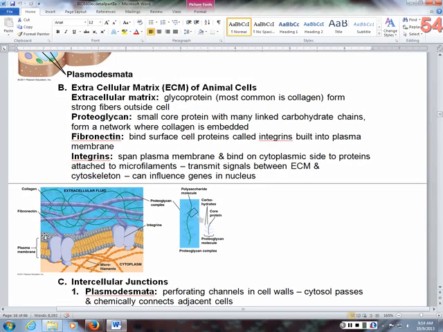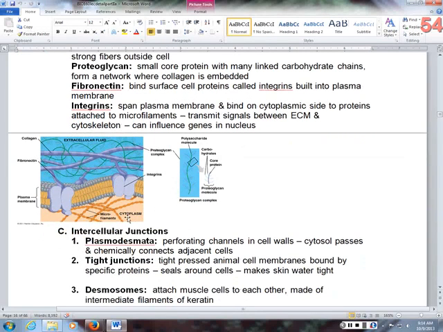The proteoglycan is a small core protein that's going to be linked with a lot of carbohydrate chains. It's going to form a network where the collagen is embedded. The proteoglycans around the outside are these green fibers that are wrapped around to help hold the collagen in place. And then the fibronectin is going to bind the surface cell proteins called integrins into the plasma membrane.